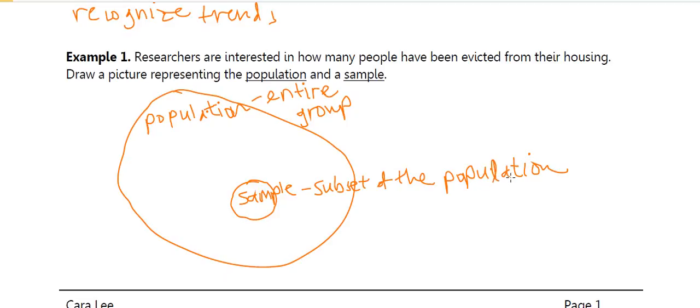Oops, that's not a T. Subset of the population. Okay, now let's look at our particular example here, and I want to change the color for a minute to write out the population and the sample for this example.